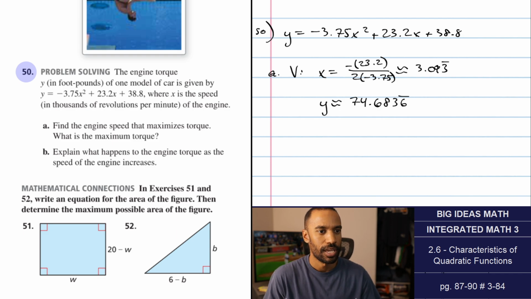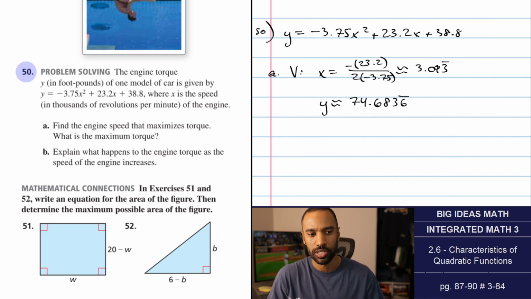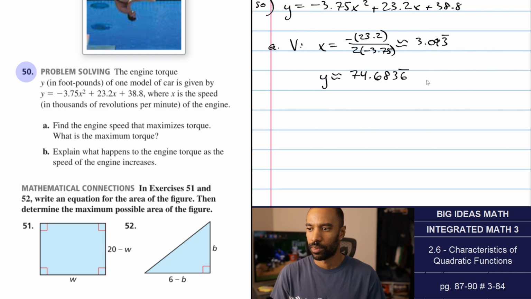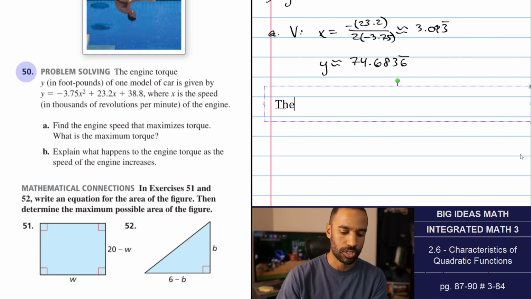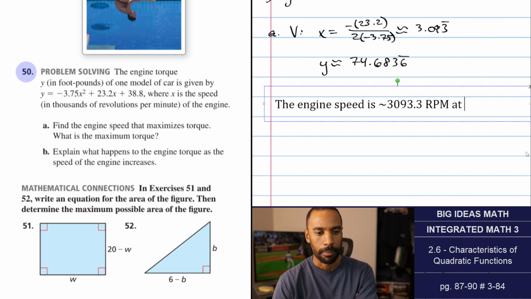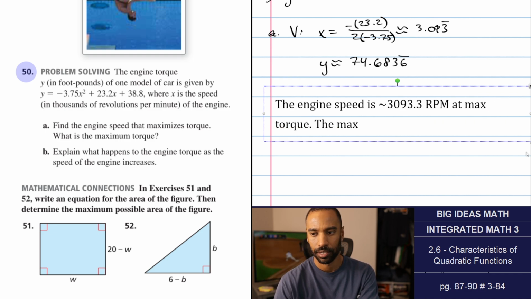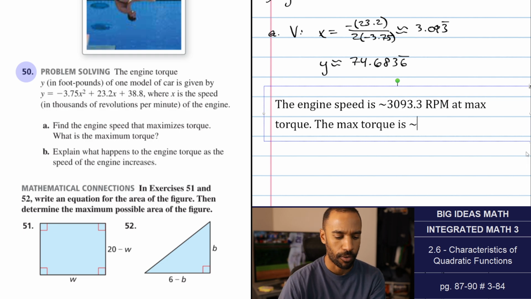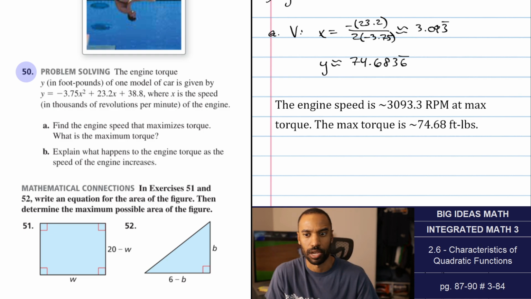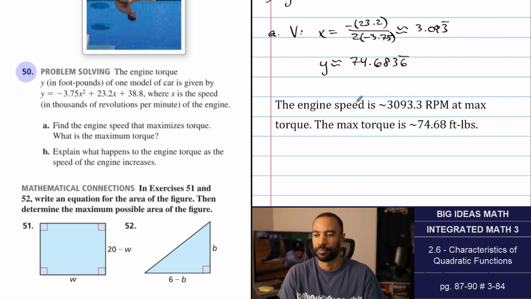Now keep this in mind. X is represented in thousands of revolutions per minute. They said, what's the engine speed that maximizes torque? That's going to be the x value. So the engine speed is the x value, but that's in thousands. So the engine speed is approximately 3,093. If you multiply by 1,000, it'll be that. And then the threes repeat there. So RPM at maximum torque. The max torque is that next number, and that is in foot-pounds. That y, the maximum torque is about 74.68 foot-pounds. Okay, so those are just the rounded values for those as far as writing them. It's kind of strange, but that's how it works. Okay, that's part A.